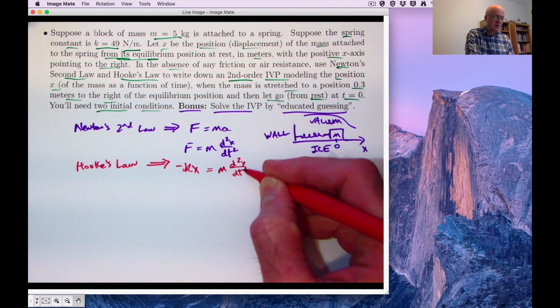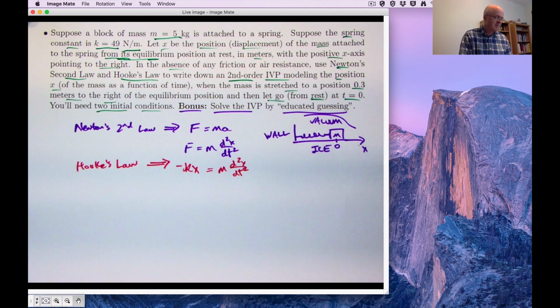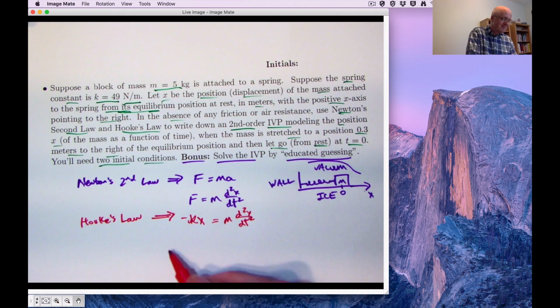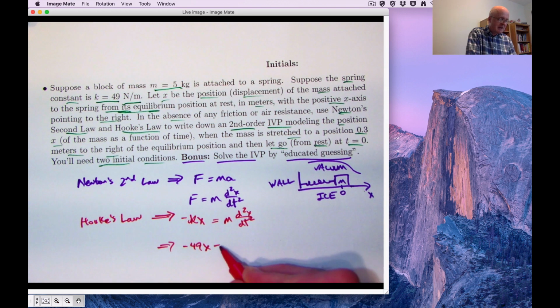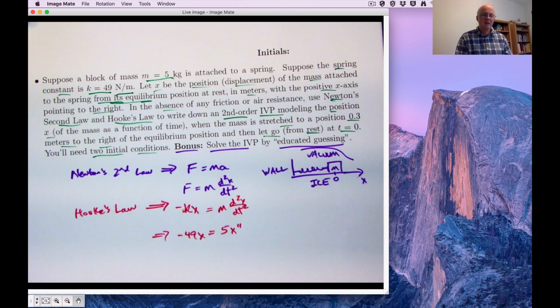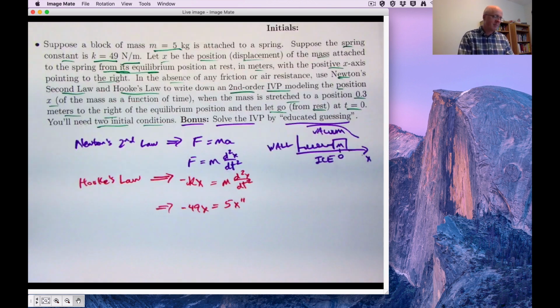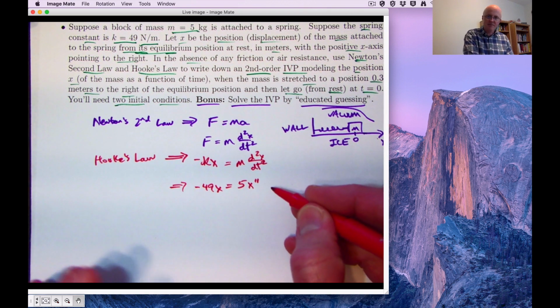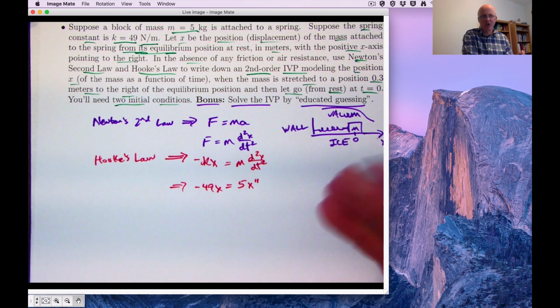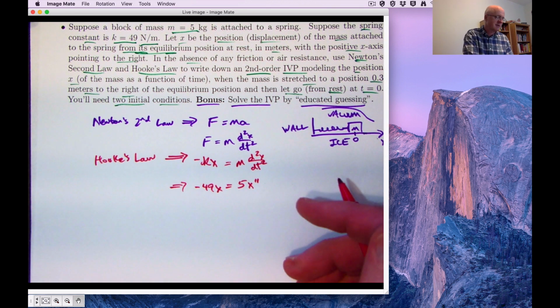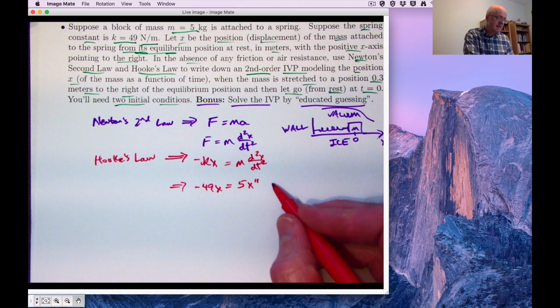So there's your differential equation, but we need to plug in m and k. Okay, well, I give you m and k. Go ahead and just plug them in. So k is 49, so I get negative 49x equals m times the second derivative, 5 times, I'll just write it as x double prime now. It's understood that it's with respect to t. I could put an (t) in here as well, but it's traditional not to do that in differential equations, and there are good reasons for that.